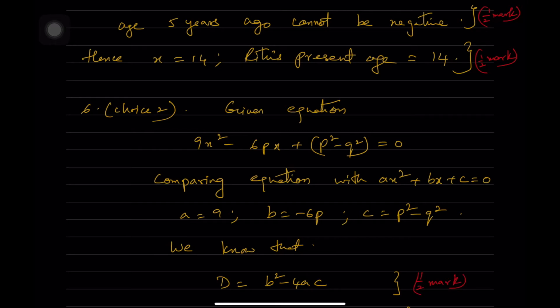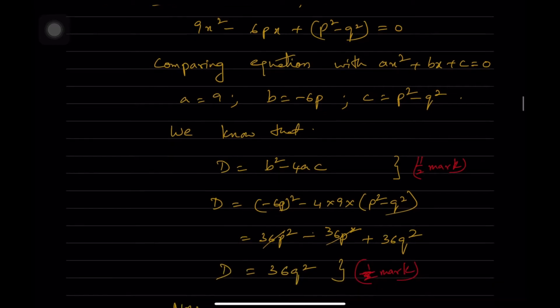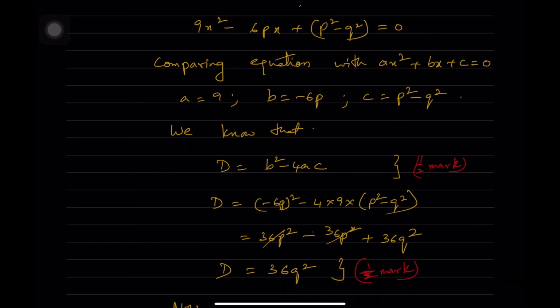Comparing the equation with ax square plus bx plus c equal to 0, a is equal to 9, b is equal to minus 6p, c is equal to p square minus q square. So we know that D is equal to b square minus 4ac, that is the discriminant. For this we are having half mark. So D is equal to, put all the values of b, a, c: minus 6p whole square minus 4 into 9 into p square minus q square.